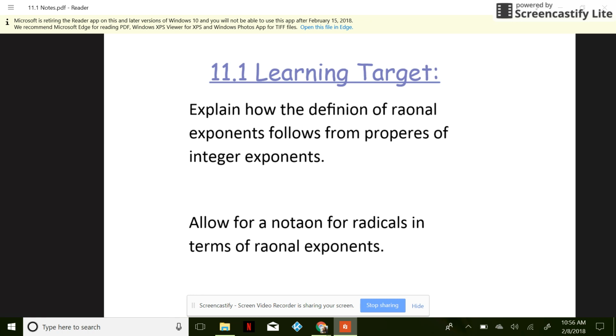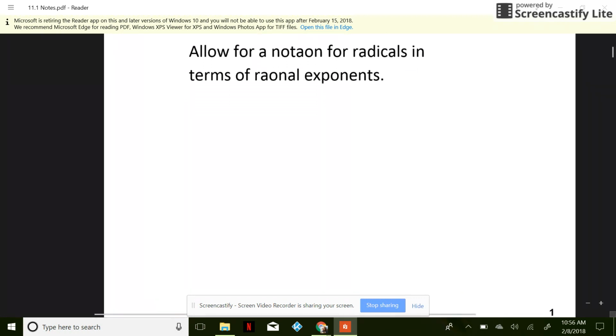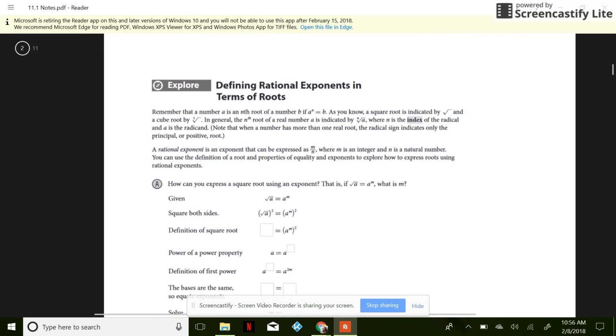We're looking at section 11.1. We're going to explain how the definition of rational exponents follows from the properties of integer exponents, and then allow for a notation for radicals in terms of rational exponents.